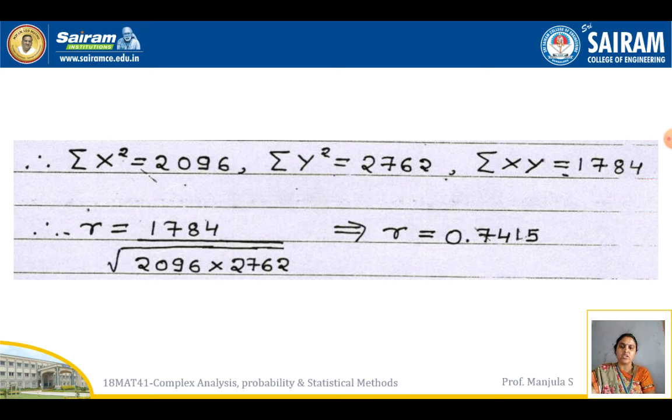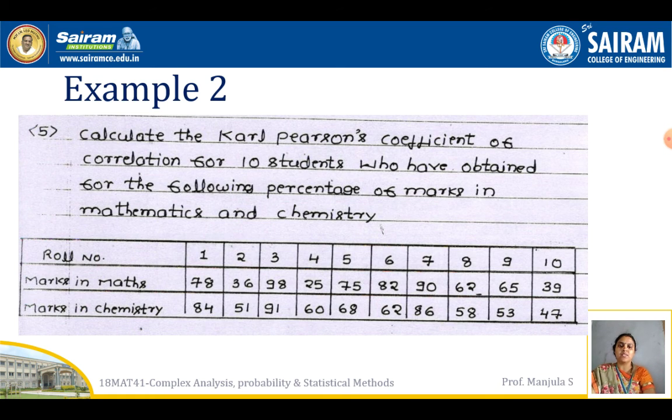On simplification, we get r equals 1784 divided by square root of 2096 into 2762. On simplification, the r value will become 0.7415. This is our required solution. Now we'll go for the next problem.